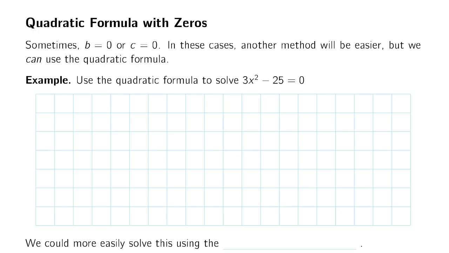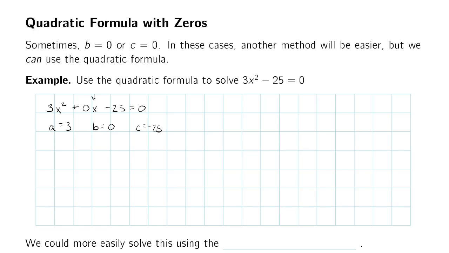To make that look like a quadratic equation in standard form, when I copy it, I'm going to write in a plus 0x term. Adding 0x doesn't change anything. It just makes it so I can see the x term. I can see that we have a equals 3, b equals 0, c equals negative 25.